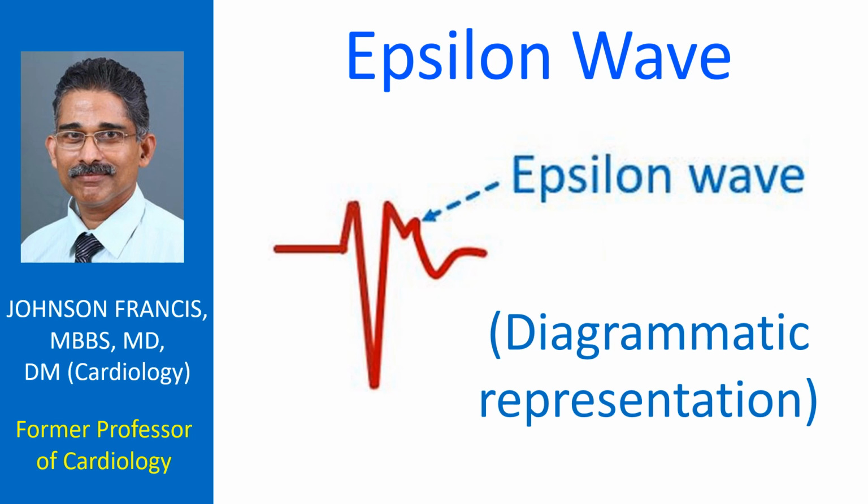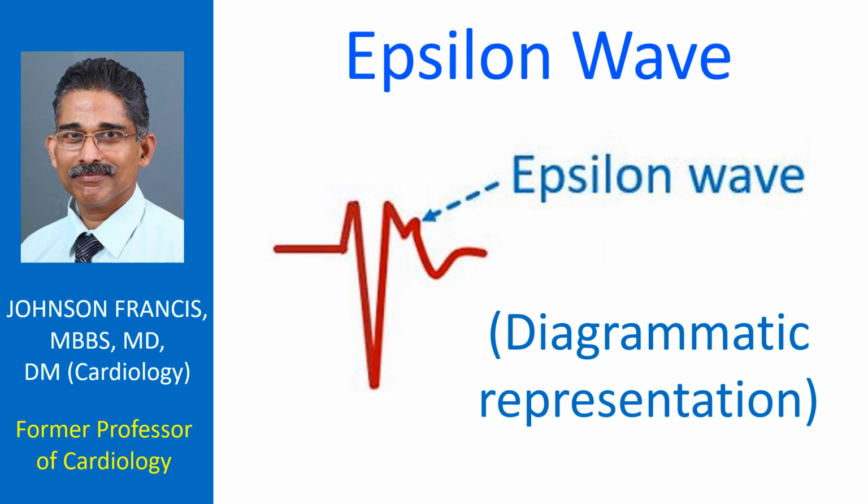Epsilon wave, the classical ECG finding in arrhythmogenic right ventricular dysplasia, is seen at the end of the QRS complex. Epsilon wave is typically seen in right precordial leads, though it has been noted in left precordial leads in those with left ventricular involvement. ARVD is better termed arrhythmogenic cardiomyopathy because of the possibility of left ventricular involvement.